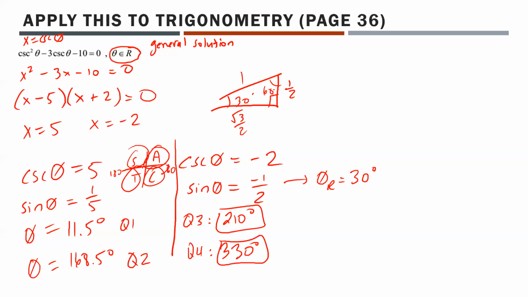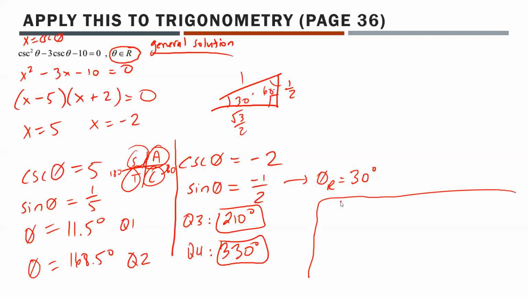Whew, okay, we're not quite done yet though. Remember what I said at the beginning, we need a general solution for all of this. Honestly, to write a general solution, don't freak out about it too much. You just take each of your answers that you got and add 360 times n to each one of them. So here's what I'll do. I'll write out all my answers again.